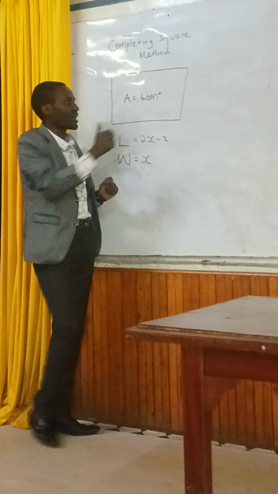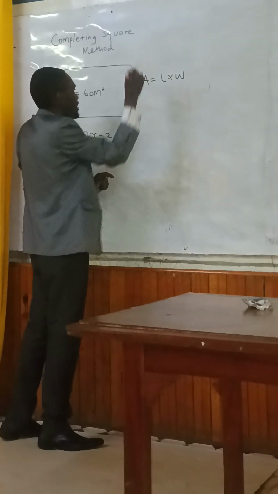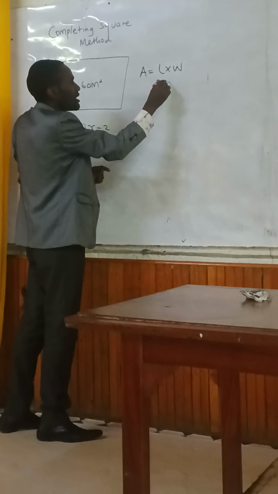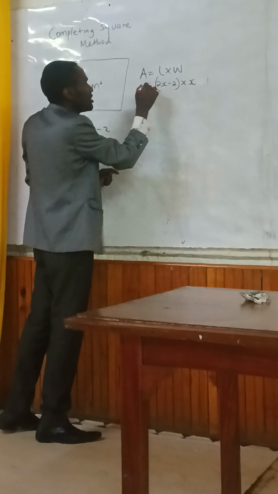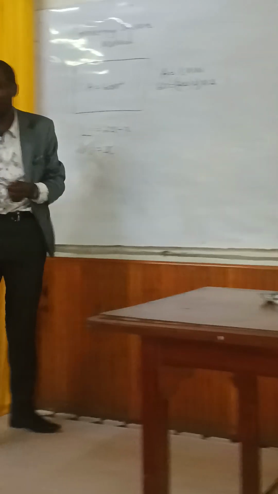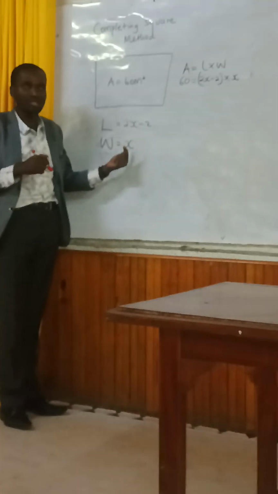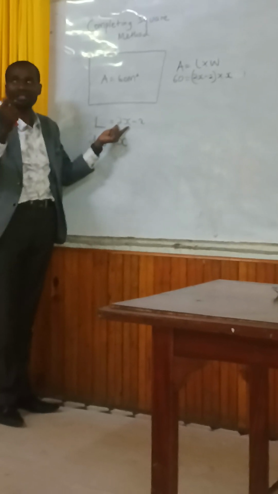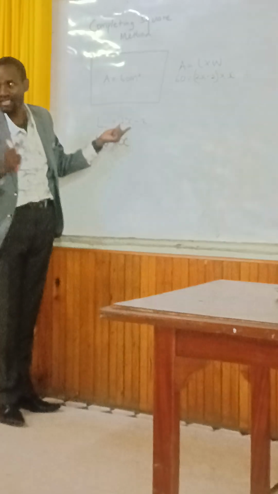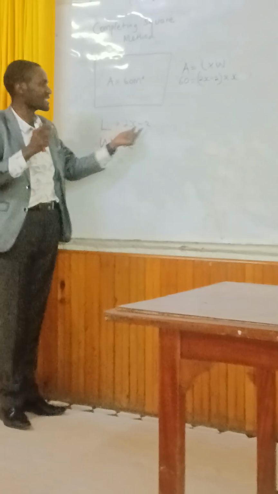60 meters squared. So how do you get the area of a rectangle? Area is equal to length times width. Our length is 2x minus 2. Our width is x. The answer must be equal to 60, which is the area. The problem is here. We have not been told what the length is and what the width is, but they have told us that the length is twice the width less 2 meters.